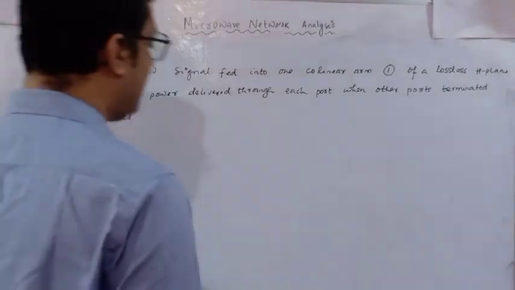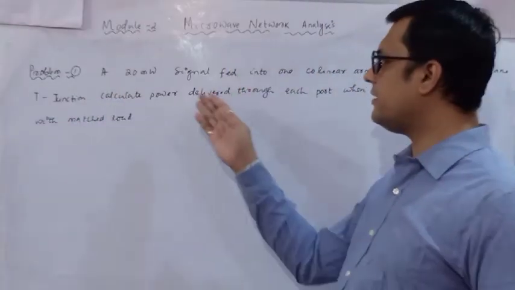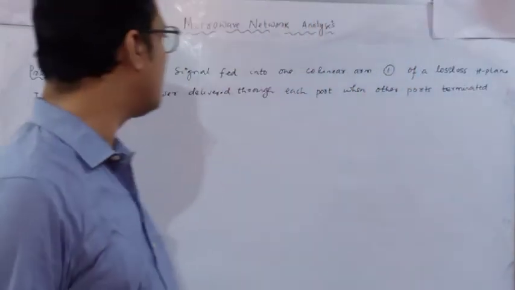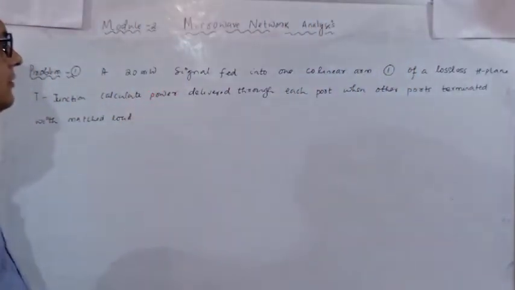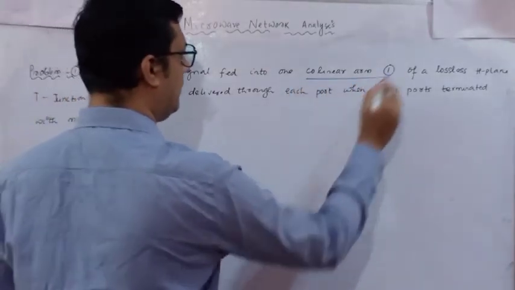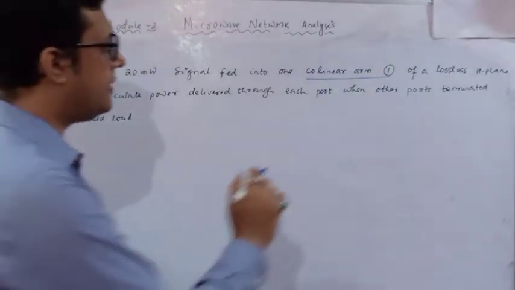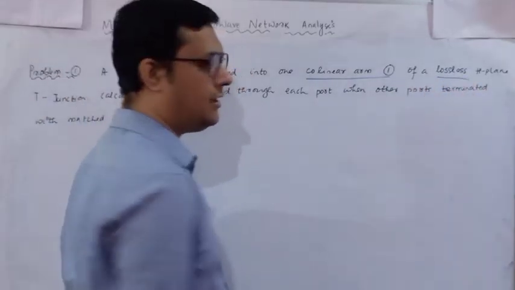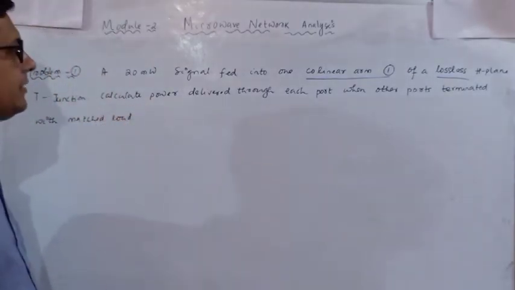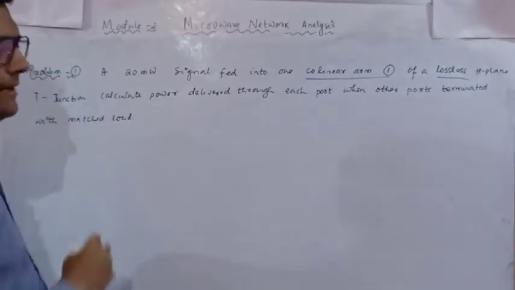This is the numerical we are going to solve. As it is written, a 20 milliwatt signal is fed into one collinear arm, that is port 1, of a lossless H plane T junction, as it is given that it is a lossless junction. Calculate the power delivered through each port when the other ports are terminated with matched load.